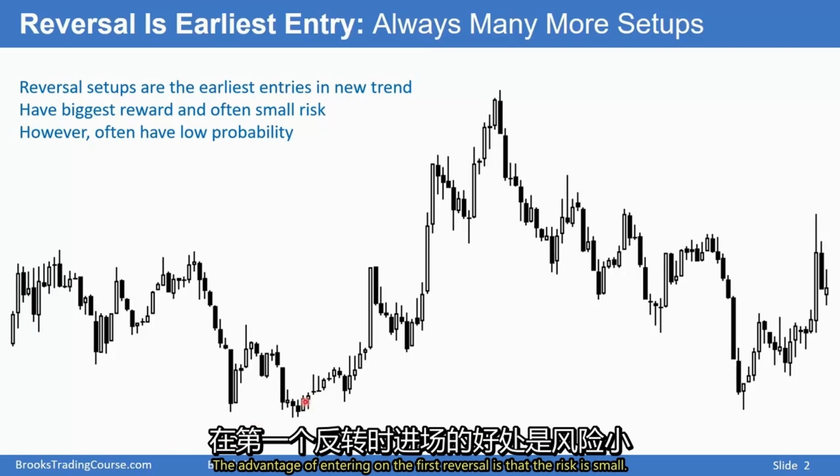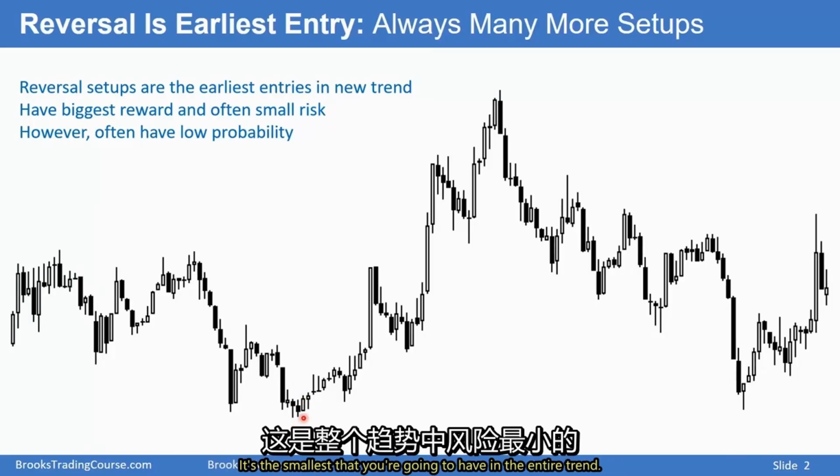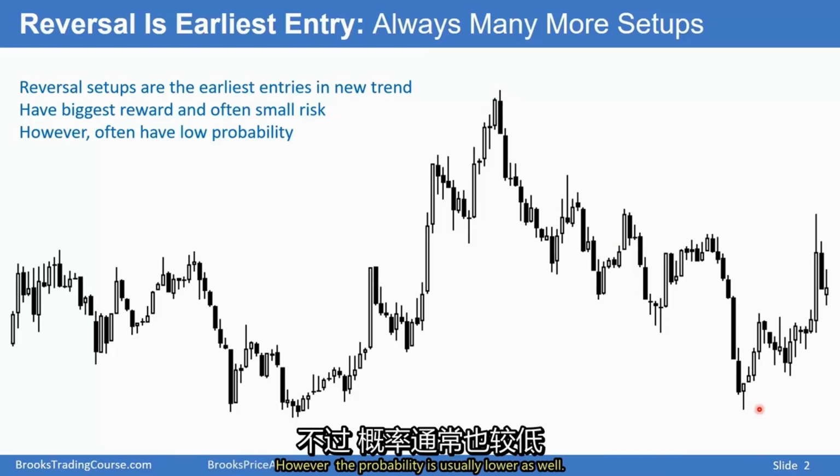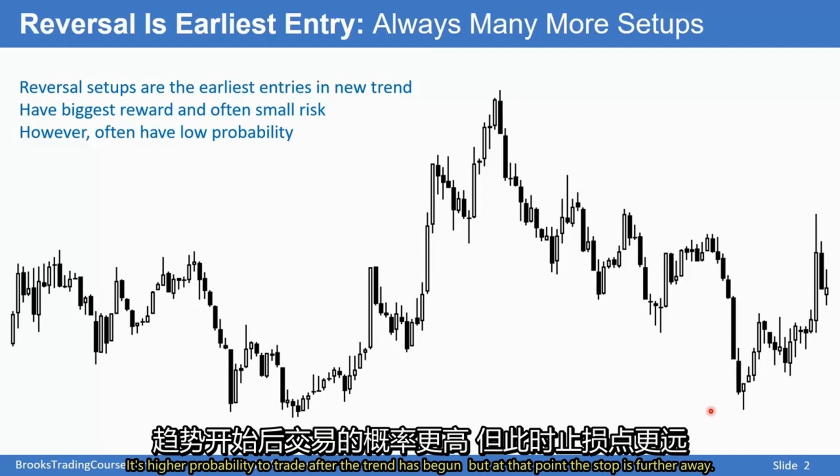The advantage of entering on the first reversal is that the risk is small. It's the smallest that you're going to have in the entire trend. For example, selling up here. The risk is relatively small compared to the reward. However, the probability is usually lower as well. It's higher probability to trade after the trend has begun, but at that point, the stop is further away.